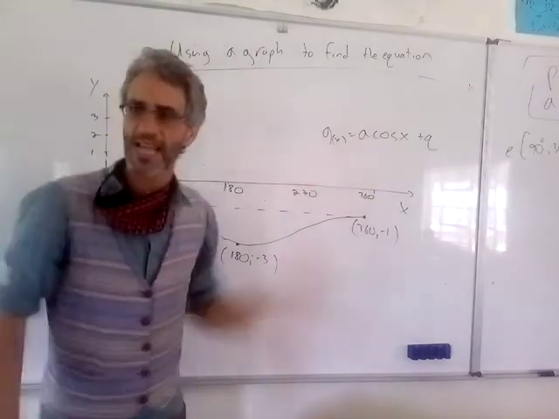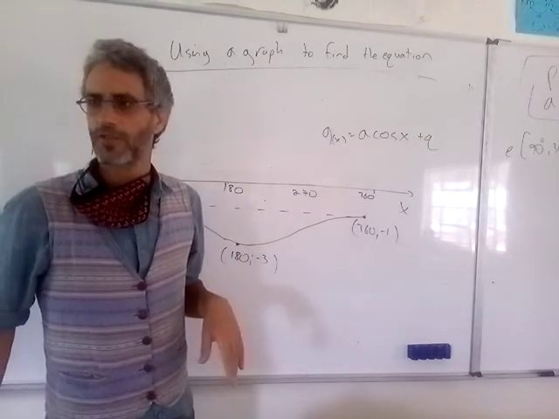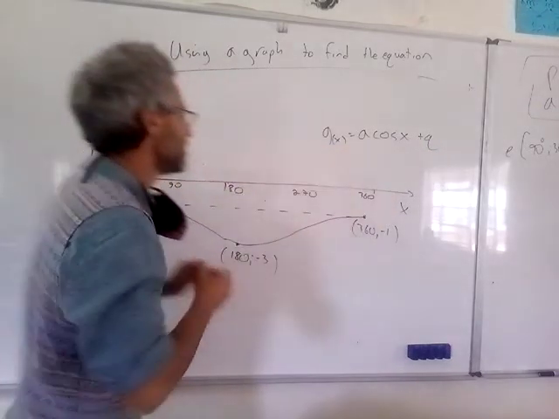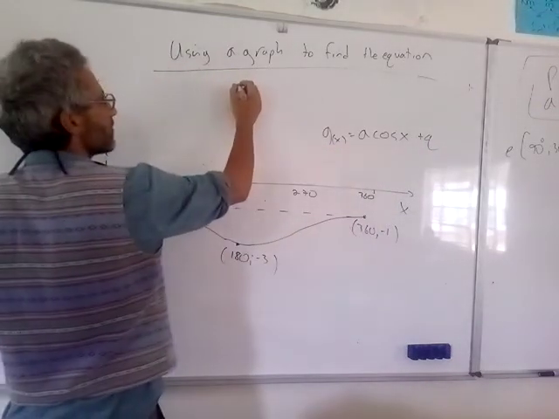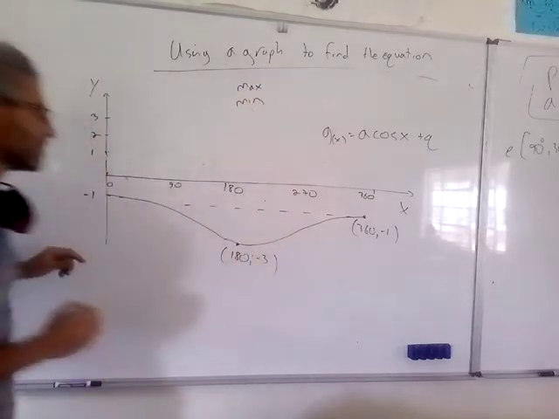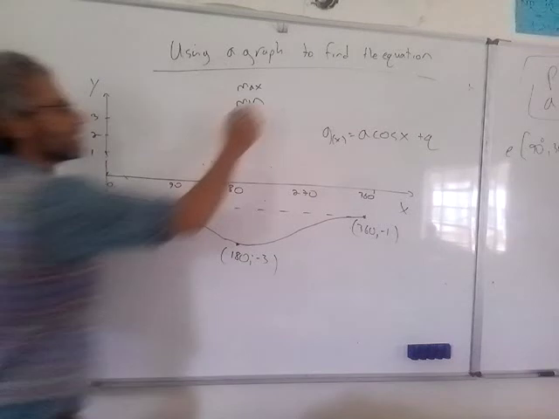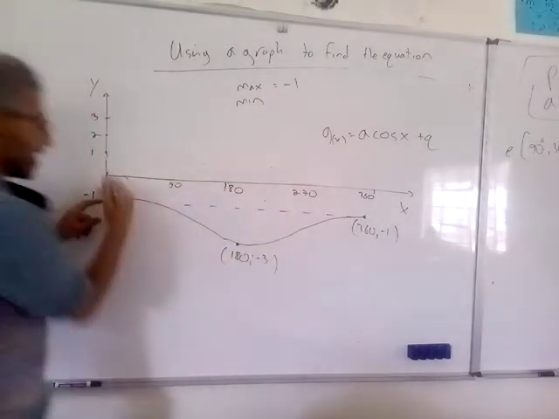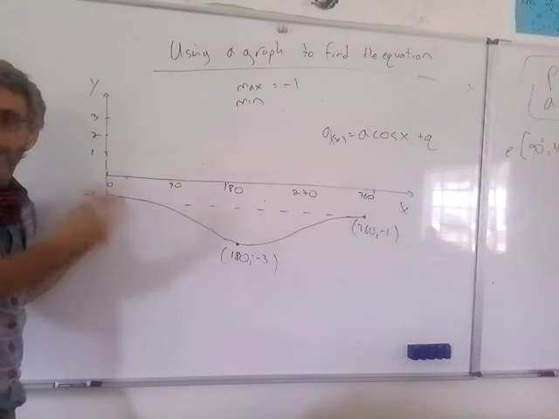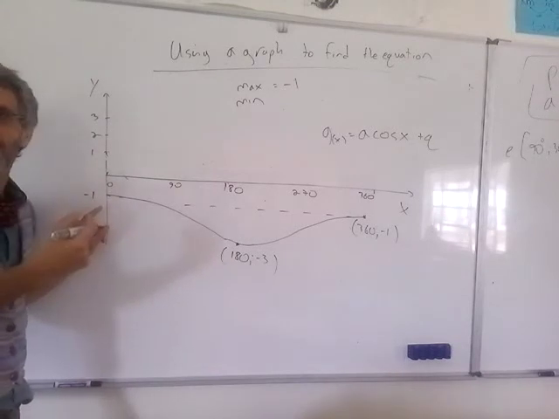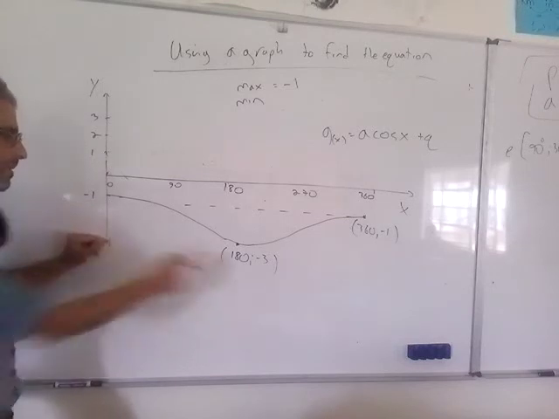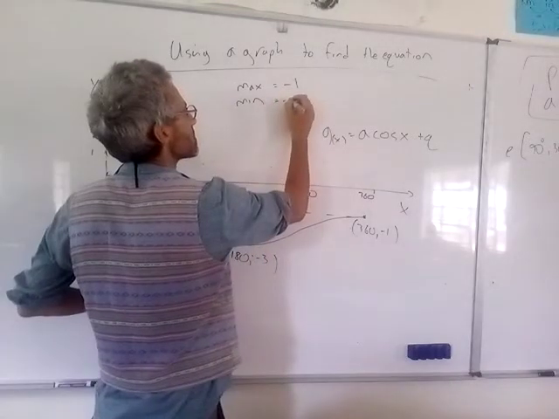But we need to do the same thing for this one. But before I find A and Q, let's do a few other things. Let's find, first of all, the maximum and the minimum value. What is the maximum value? -1. Now, this is actually easy stuff. We didn't really do the easy stuff, so now let's do the easy stuff first. The minimum, what's the minimum? -3. You can see the minimum is -3.